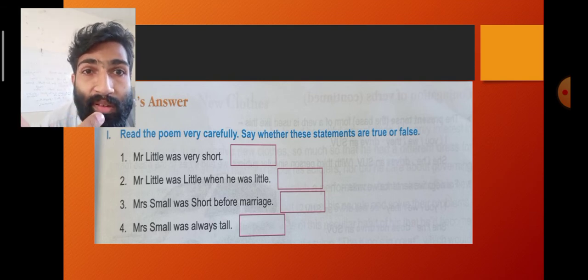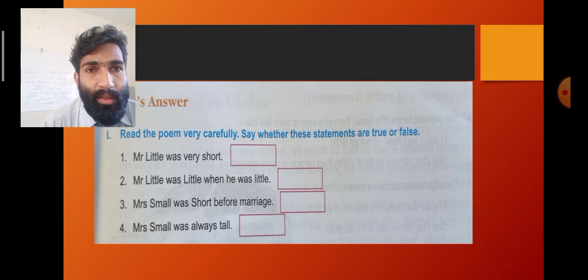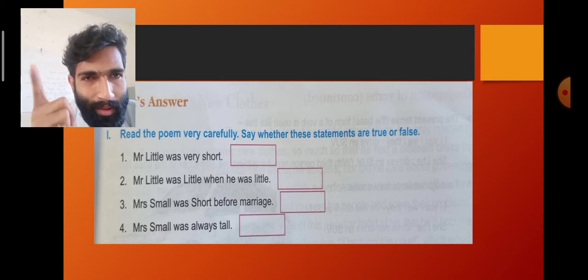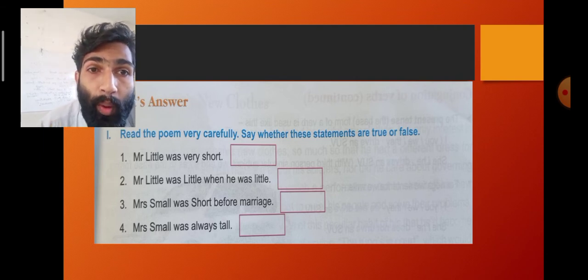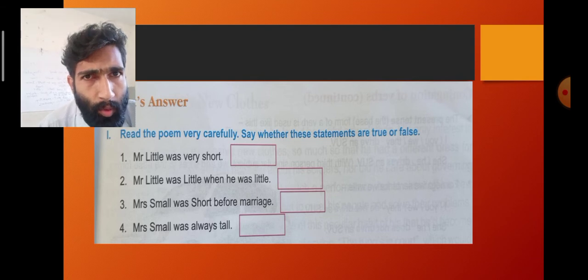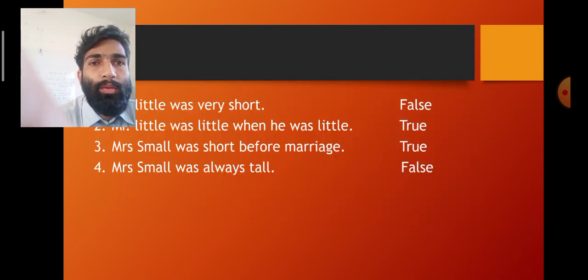Now, Mr. Little was little when he was little. True or false? What do you think? Confused? Okay, no problem. I'll give you the answer. Mrs. Small was short before marriage. Yes, right. Okay, good. Then, Mrs. Small was always tall. Right or wrong? Wrong. Okay, good.